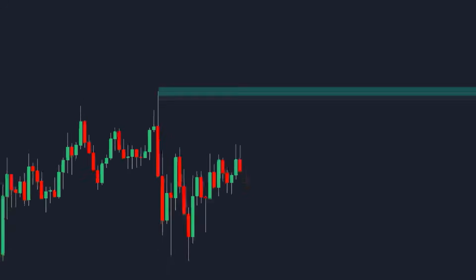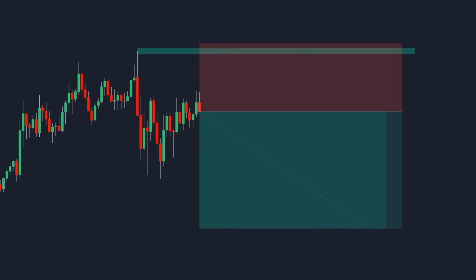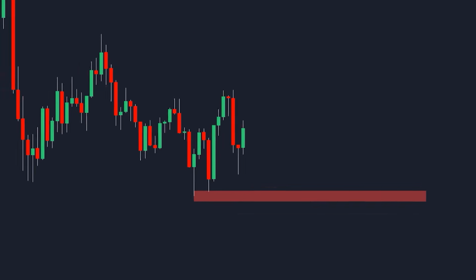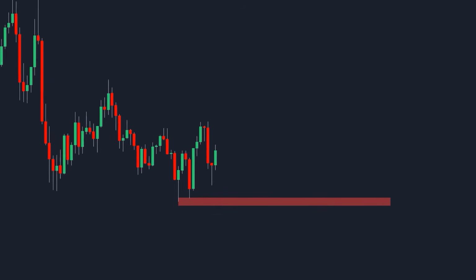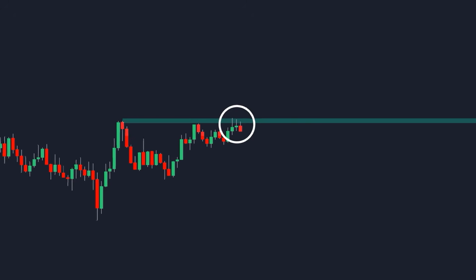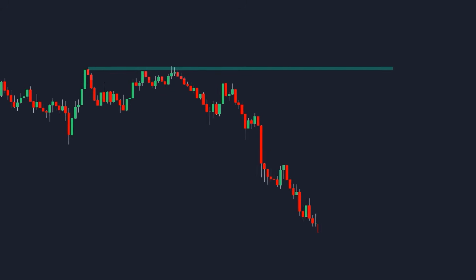Buy-side liquidity levels are found at highs. Short sellers typically place their stops around these areas. And sell-side liquidity is found at lows, which is where buyers will place their stops. These areas become targets for big traders like institutions because they need liquidity to fill large orders.